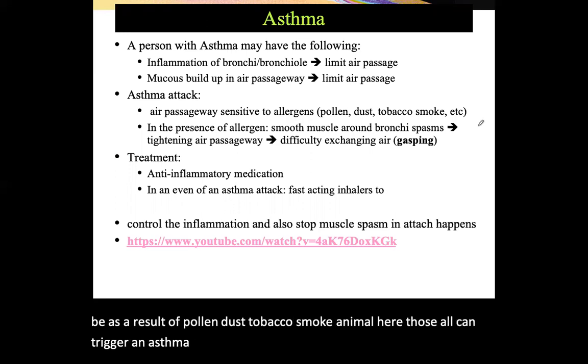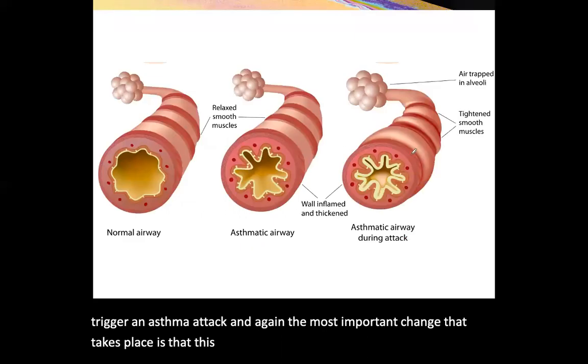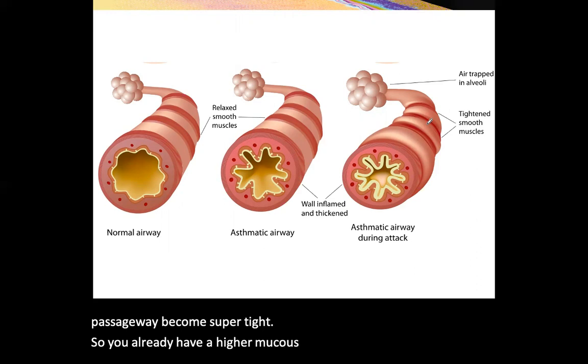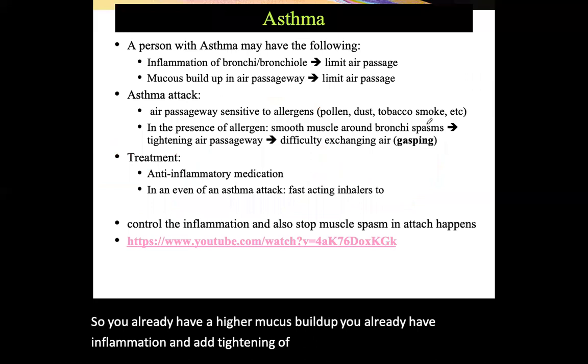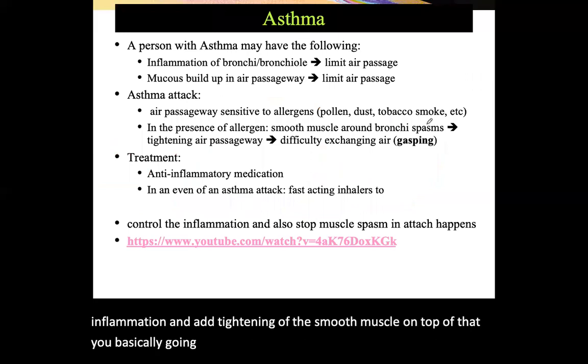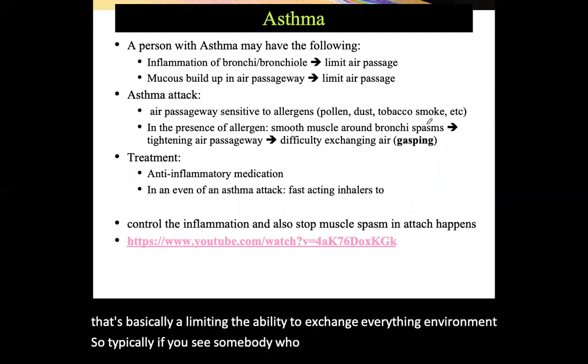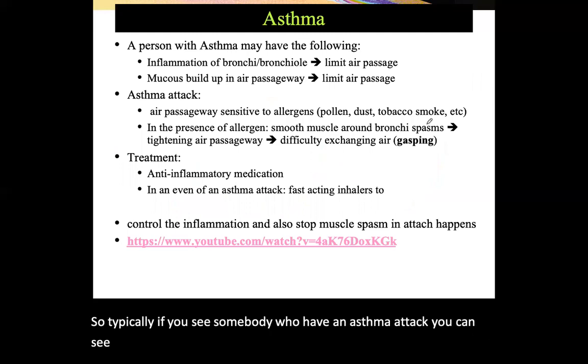And again, the most important change that takes place is that the smooth muscles that are wrapped around the air passageway become super tight. So you already have a higher mucus buildup, you already have inflammation, and add tightening of the smooth muscle on top of that, you're basically going to have a very small area for the air passage, and that's limiting the ability to exchange air with the environment. So typically, if you see somebody who has an asthma attack, you can see them gasping for air.